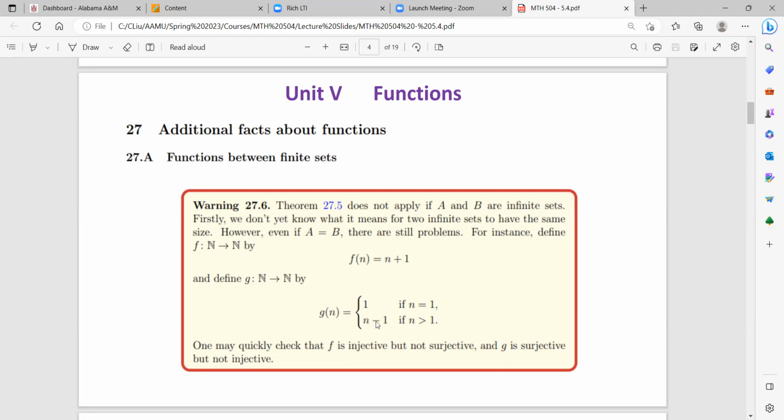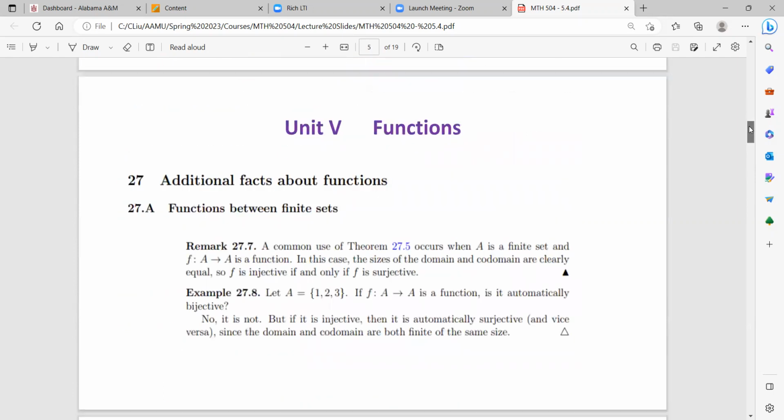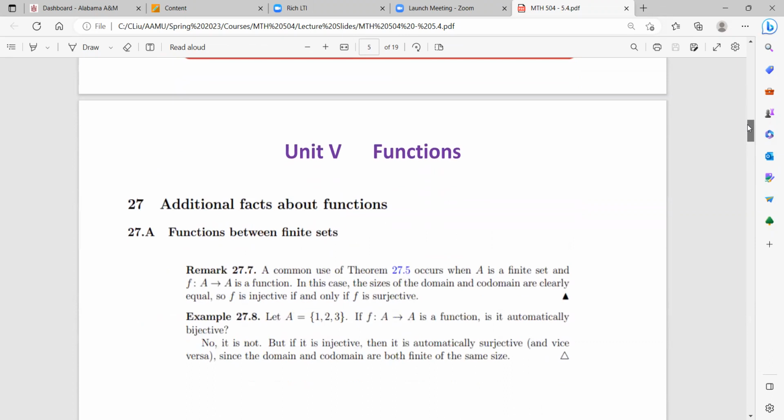2 is greater than 1. So you get the same image for n equal to 1 and n equal to 2. So it's not injective. Everything becomes very different when you talk about finite sets and infinite sets. This is true not just for functions, but for a lot of things. You cannot easily generalize the case of finite sets to infinite sets. You have to be very careful about that. Any questions about it? I think it's pretty easy.